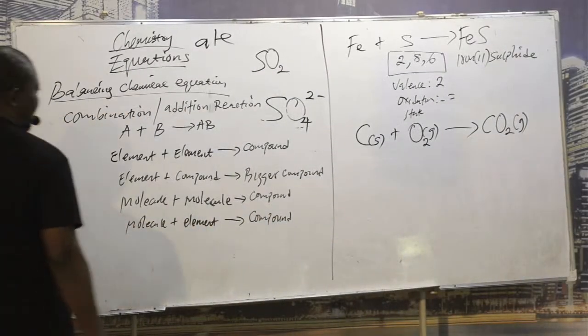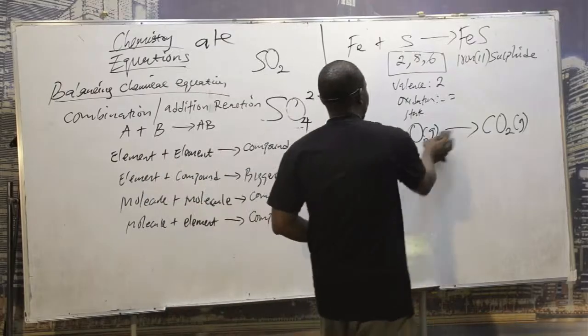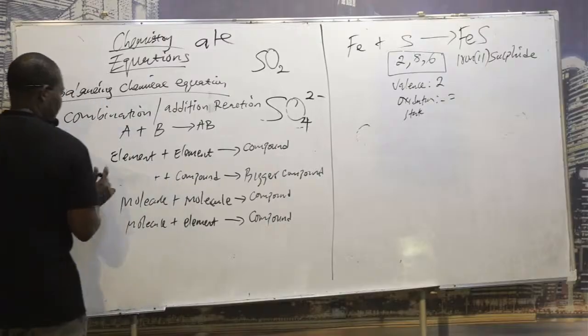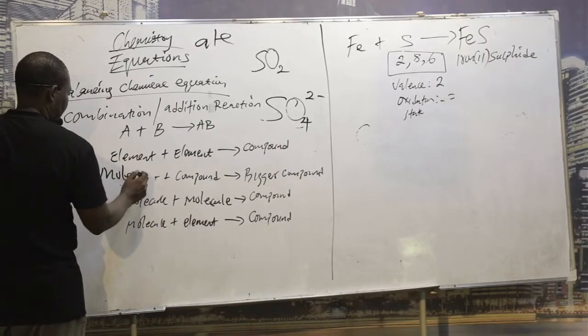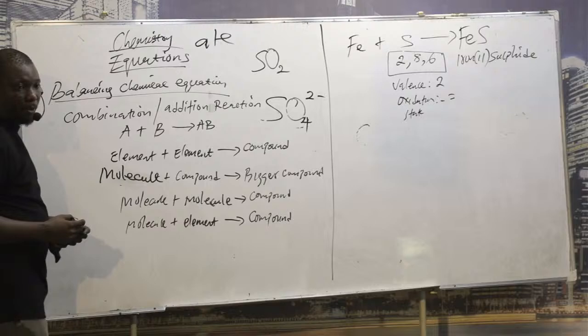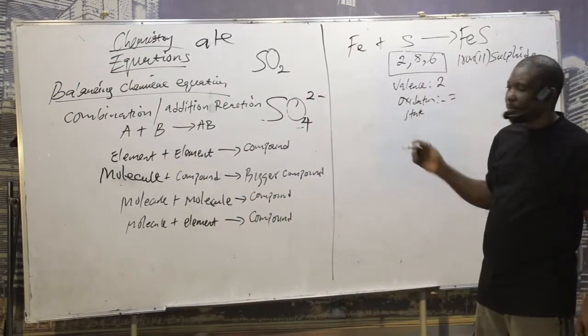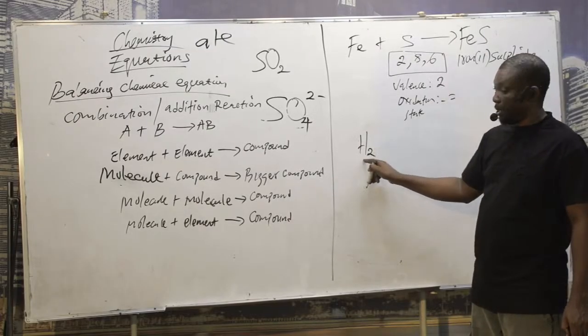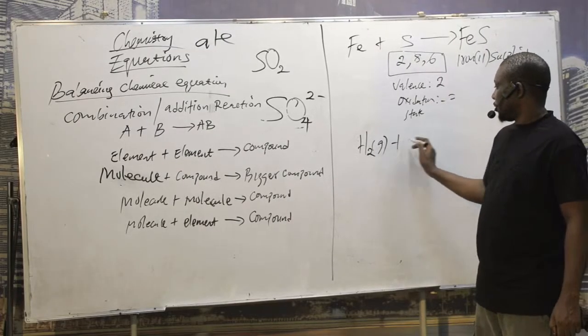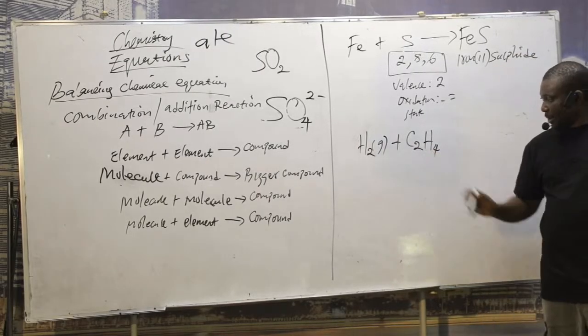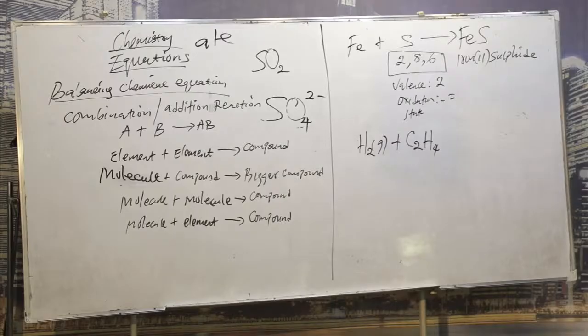Element and compound. Which element? Which compound? That means I'll change it to molecule. So molecule plus compound. So we can have what I had before. Okay, I want to have H2, a molecule, gas, plus C2H4. Who can tell me this organic compound? That is what? Ethene. Is it not ethene?